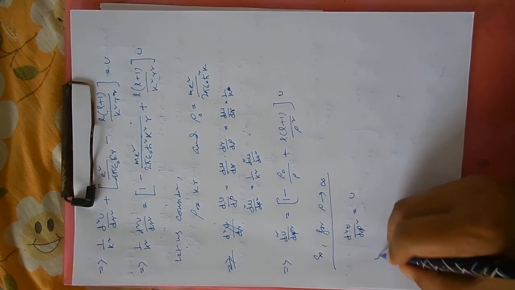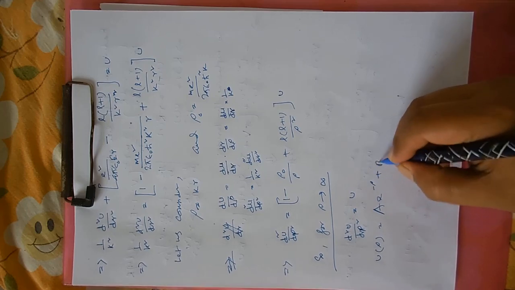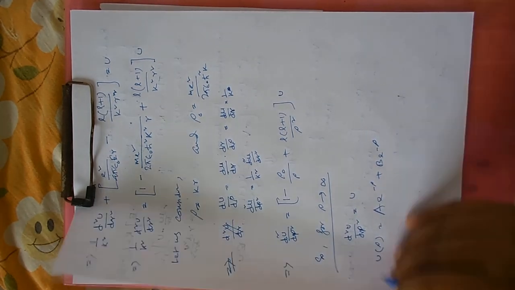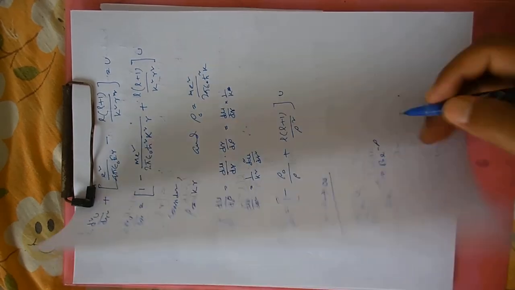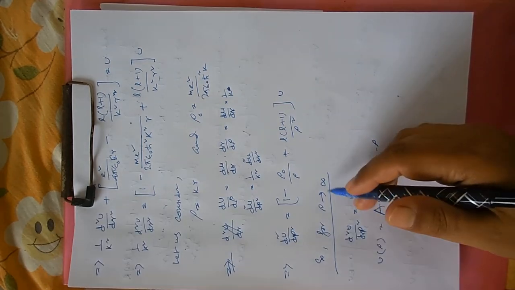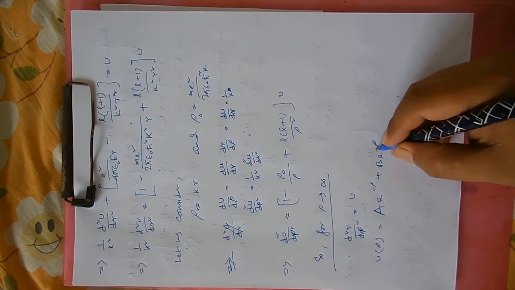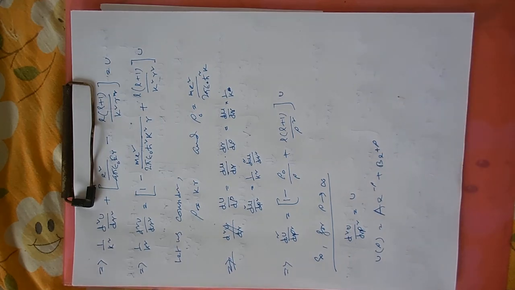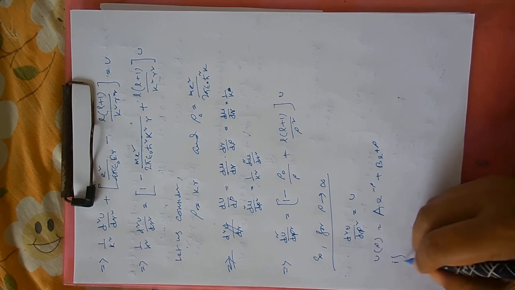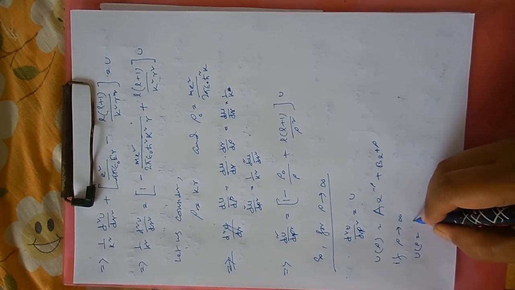So the solution, if I write it, is something like e to the power minus rho. Now if you put rho equal to infinity, one term will be plus, and this term will go up, so we will be left with only one term.